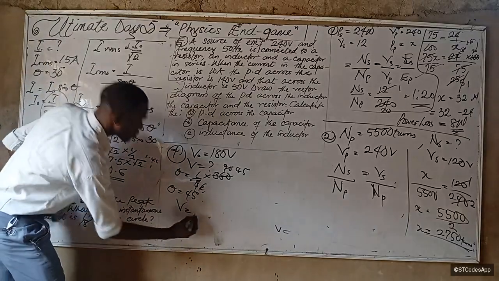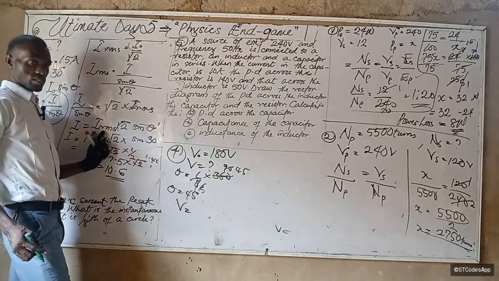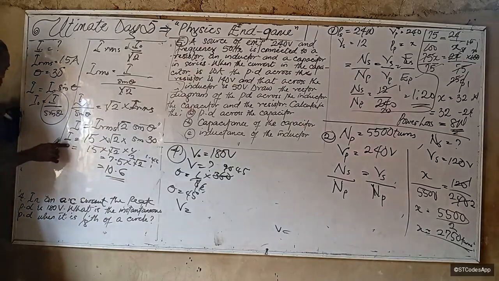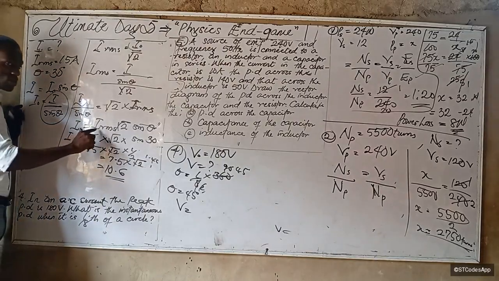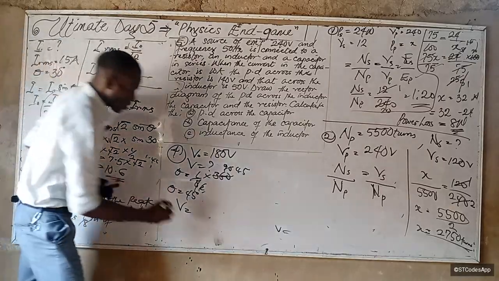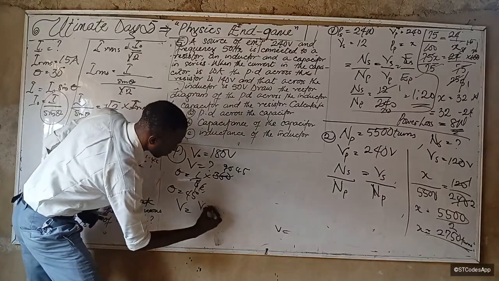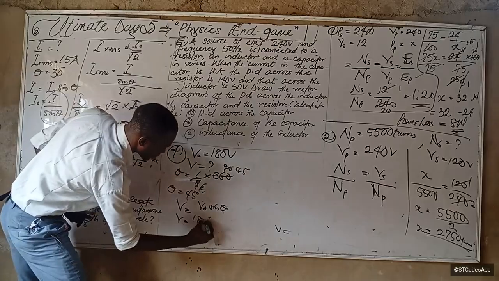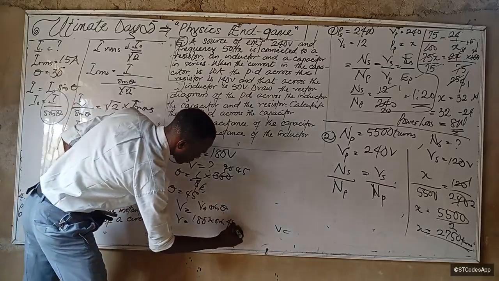So V, please, not VRMS. I was thinking it was VRMS. So instantaneous voltage, if you were given VRMS, it would be what? VRMS times root 2 sine theta. Exactly. So V here will be equal to what? V naught sine theta. So V equals V naught, which is 180, times sine 45.